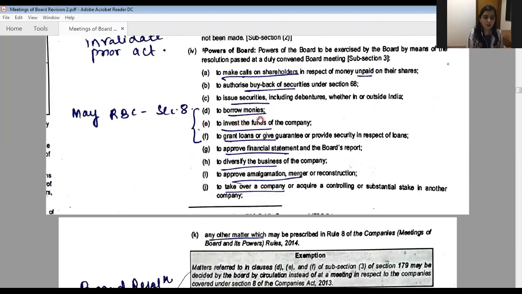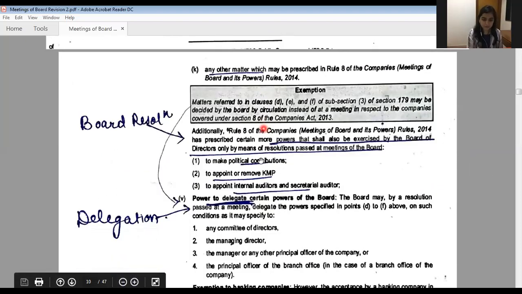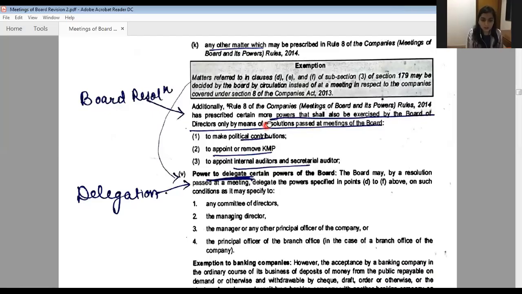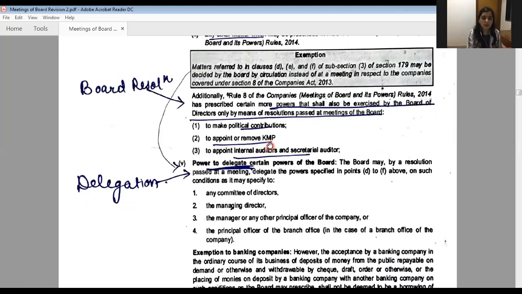Now, in case of borrowing monies, investing funds, and granting loans, these three may be done by resolution by circulation in case of Section 8 companies. Now, the next point states that some more powers shall also be exercised by the board of directors only by means of resolution passed at meetings of the board. That is, a board resolution is required to be passed at board meetings to make political contributions, appoint or remove KMP, and third, appoint internal auditors and secretarial auditors.